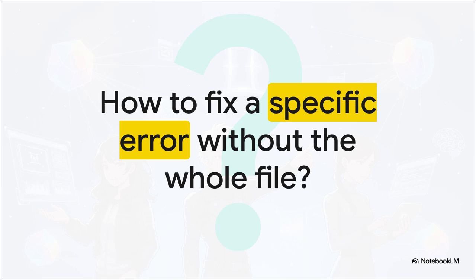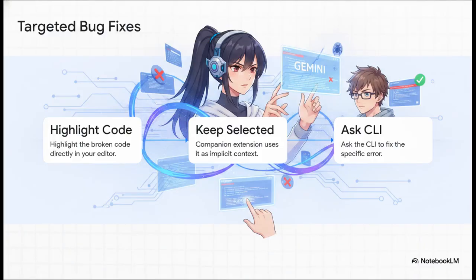We've all been there, right? You're staring at some horribly stubborn TypeScript error, something super specific like type string or undefined is not assignable to type string. So how do we surgically fix this without making the AI read and reason through hundreds of lines of totally unrelated code? Here is the pinpoint solution, and it's a total game changer.